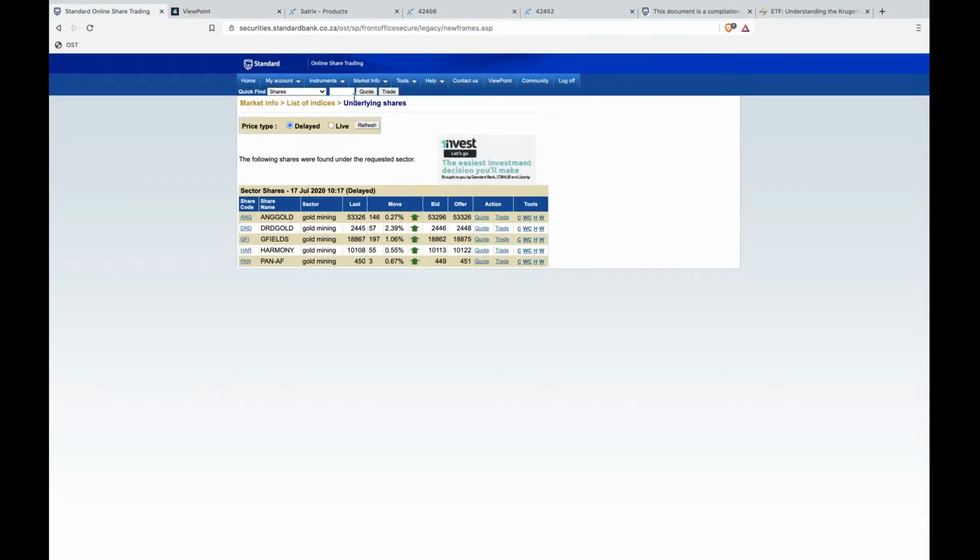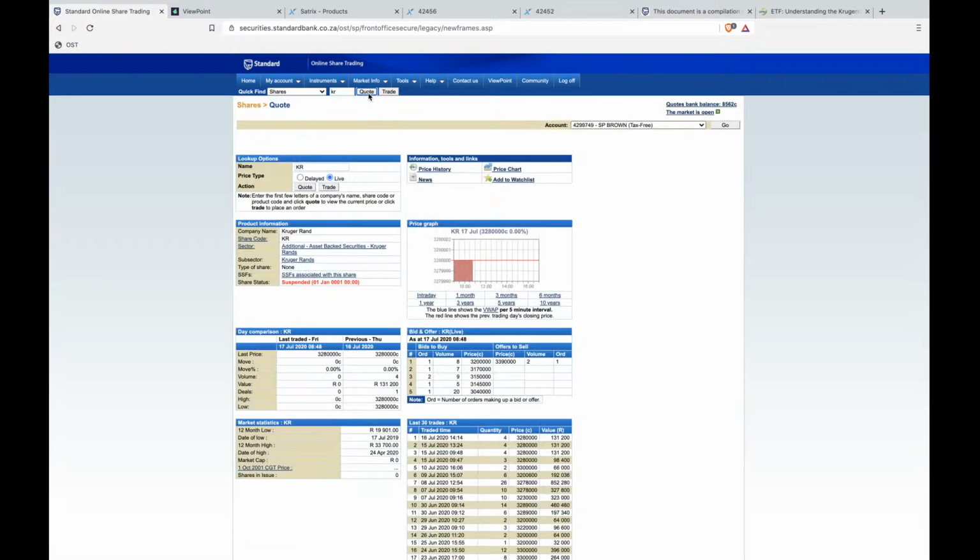Let me see if I can trade a Krugerrand. I'm pretty sure not, because the problem with the Krugerrand is, you can... Oh no, you can't. Okay, so you can't buy it on online share trading, because the problem is then you have to go and fetch it. And that starts to get messy.